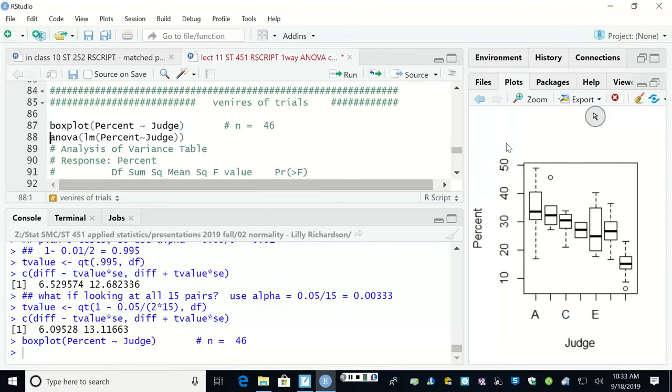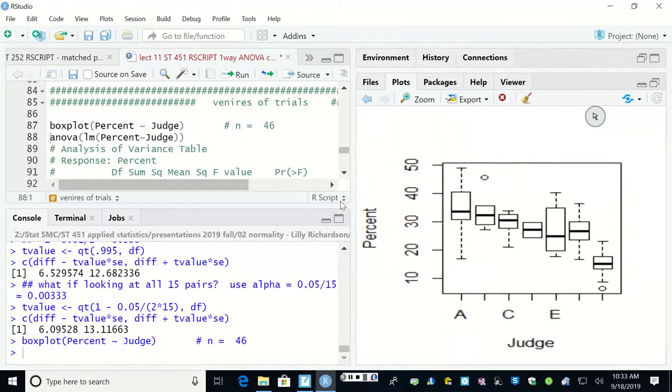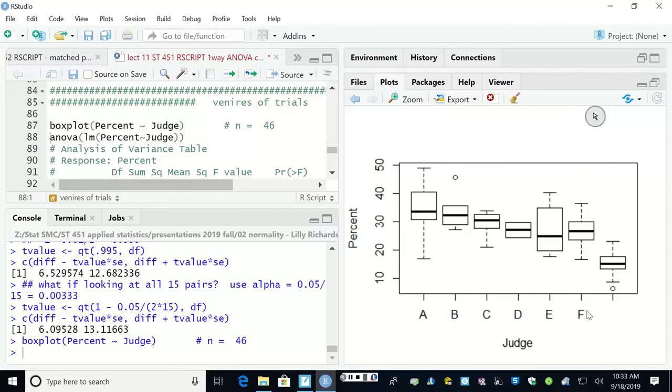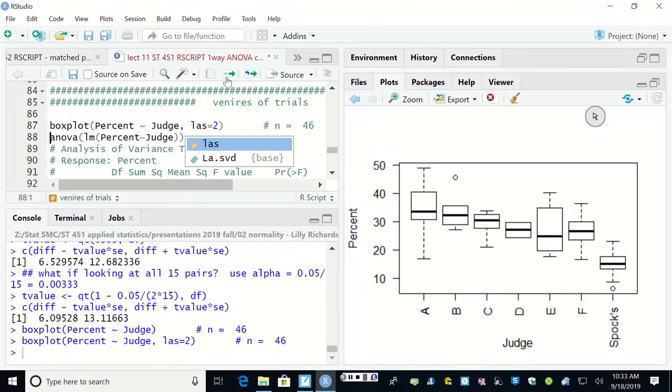Right, the last one is Spock, so this last one is Spock. Let's try that. Not that we really need to do this, but this LAS adjusts it. So his venire had a much lower percent of women involved, right?